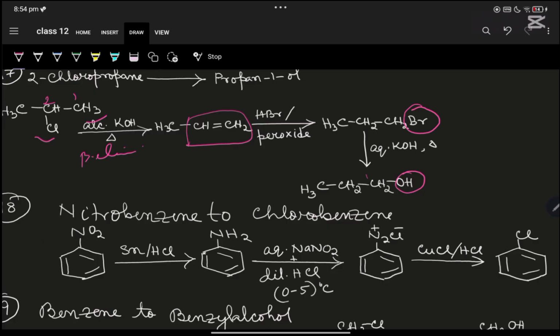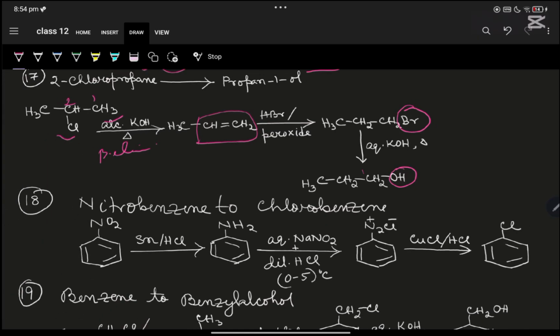Like see here again I told you one alternative method, that means from propene to propanol. There are many alternative methods, but go for the one where the reagents are easily available. Go for the one where the number of steps is also less.